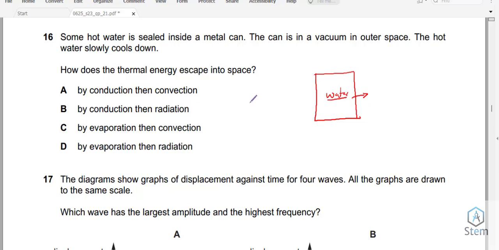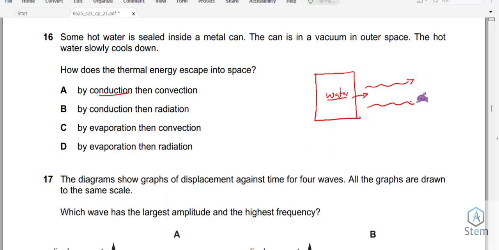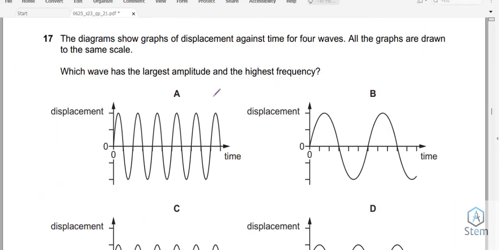That is going to require conduction. Then, once the heat is outside of the can, it needs to move through space. The only method by which heat can move through a vacuum is radiation. So our answer should be conduction followed by radiation. That is B.